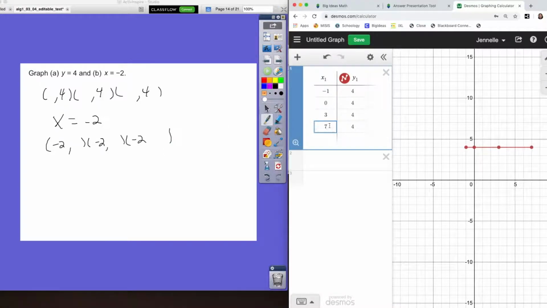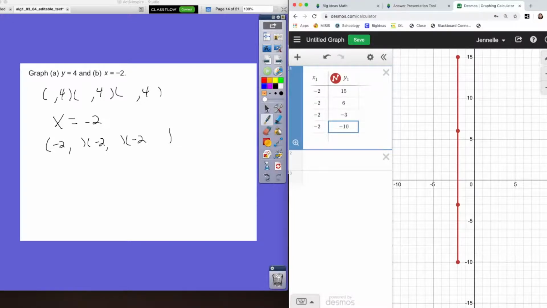So let's go back here to our graph. We're going to change everything here and just delete them all. Delete all of these. Go down. And for my x value, I'm going to put -2, -2. So all my x values are going to be -2, -2, -2. And then for y, we can pick whatever you want. Doesn't matter. Let's pick 15. Let's pick 6. And let's pick -3, and let's pick -10. Notice, because all of my x values are -2, this is going to be a vertical line.